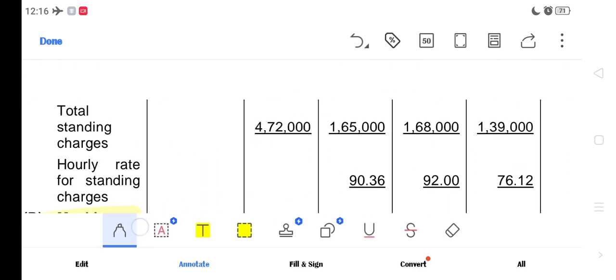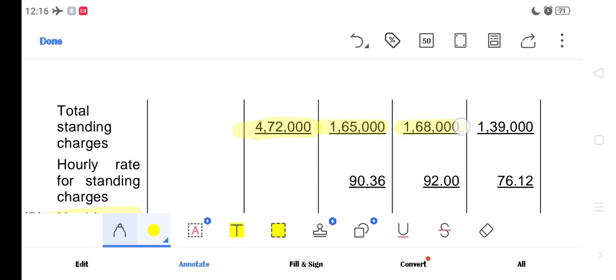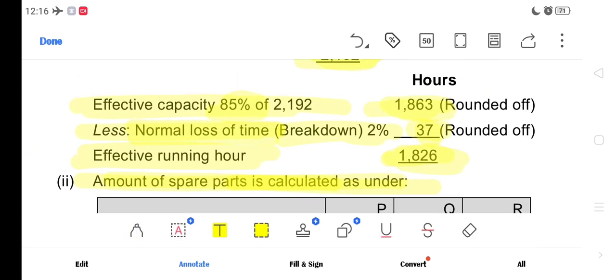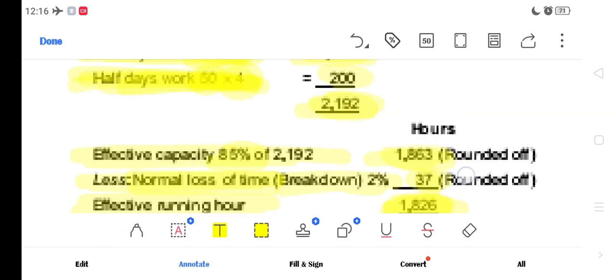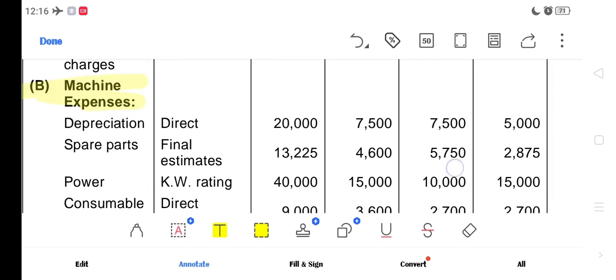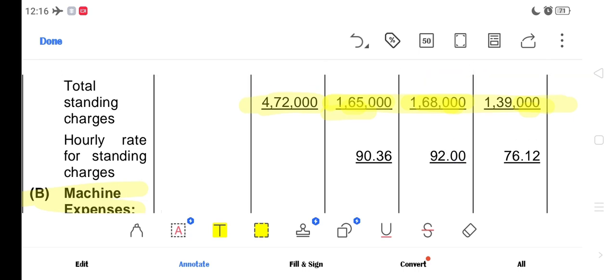Total standing charges is 4 lakh 72, which is the total of P, Q and R. Now you are going to divide these individual P, Q and R amounts by the effective hours. So what is the effective hours? We have calculated, no? 1826. Yes, this 1826 is the total effective hours. Where is this total amount? Yes, so 1,65,000 is the total, no?